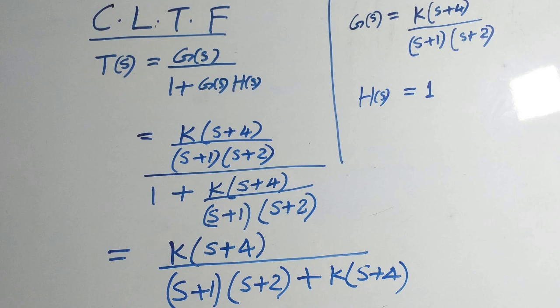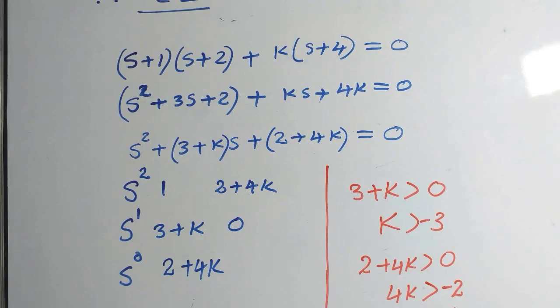We can obtain the closed loop transfer function as T(s) is equal to G(s) by 1 plus G(s)H(s), as shown in the equation. Now the characteristic equation is s square plus (3 plus K) multiplied by s plus a constant term 2 plus 4K is equal to 0. So we can form Routh array. So the system to be stable, all the elements in first column of Routh array is greater than 0. That implies 3 plus K greater than 0, or K greater than minus 3, and 4K greater than minus 2, or K greater than minus 1 by 2.